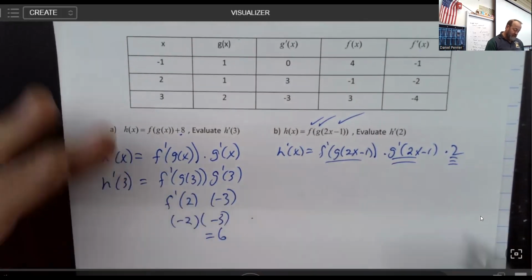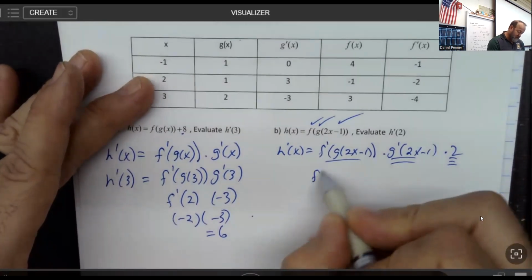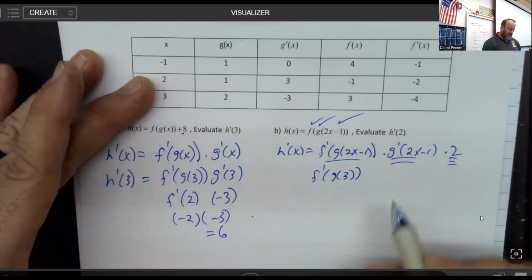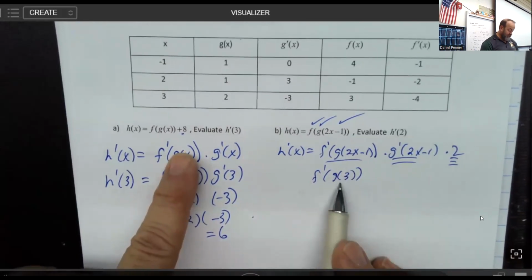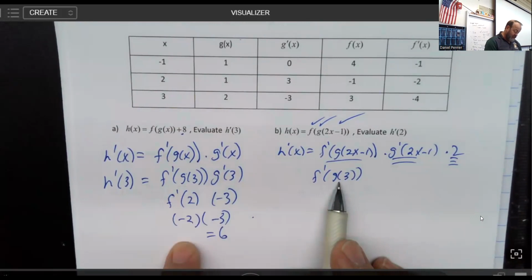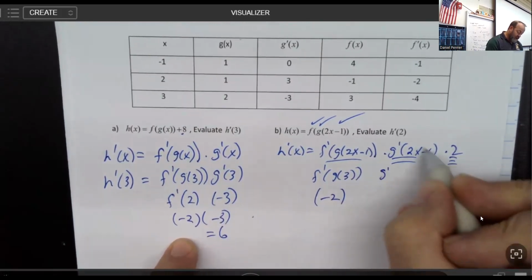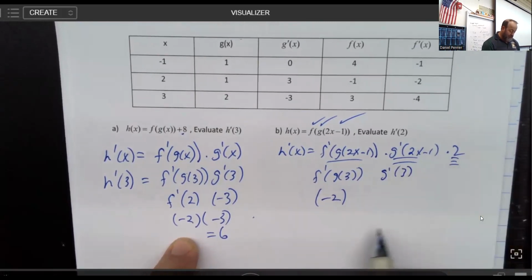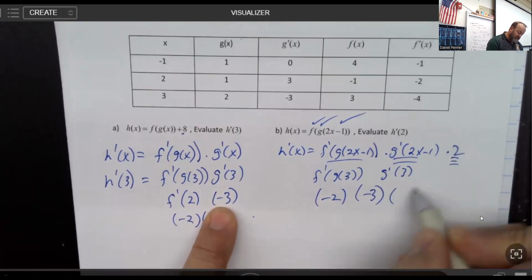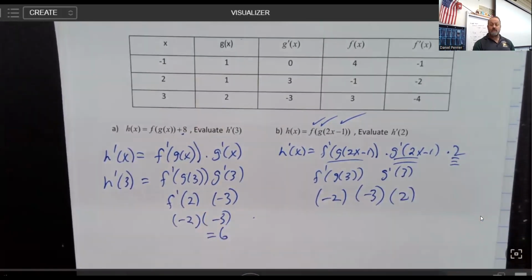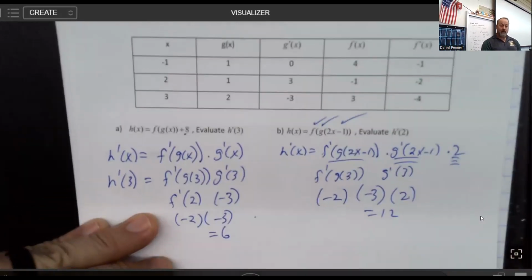And if we plug in the number 2, 2 times 2 is 4, 4 minus 1 is 3, f prime of g of 3. Well, that was done on purpose. We already did f prime of g of 3 right here. That was -2. If we plug in the number 2 right here, we get g prime of 3. Well, we already found g prime of 3 is -3. But this problem is a hair different because that chain rule had that 2 that came along for the ride. And so we ended up with the number 12.